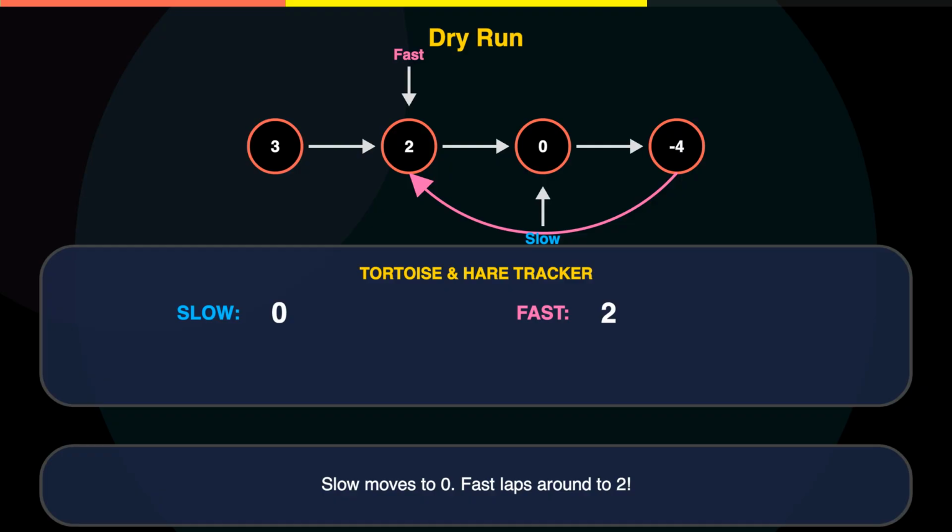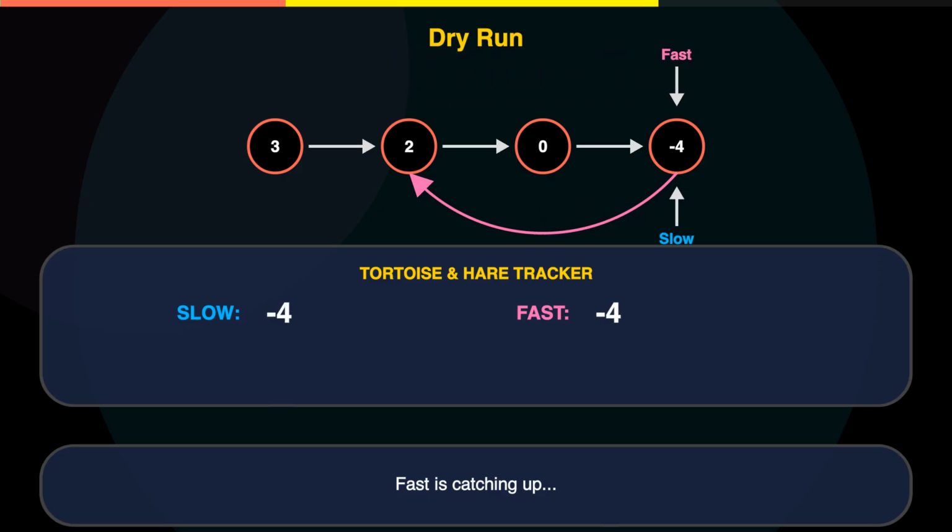The gap is closing. At the third step, slow moves one node forward to -4. Fast moves 2 steps from 2 through 0, and also lands on -4. Look at the tracker, slow and fast are now identical. They have met at the same node, which means a cycle is confirmed. We highlight the meeting point in green and return true. This approach is highly efficient.